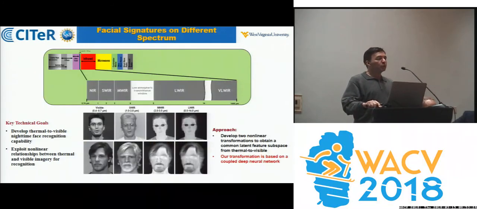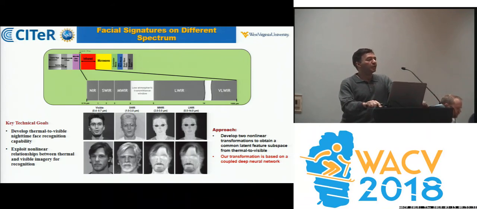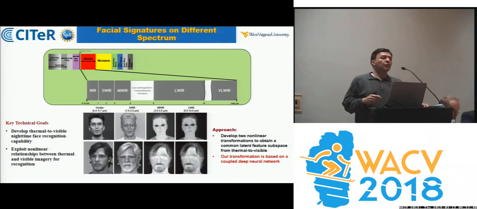So let me quickly talk about what the problems in heterogeneous face recognition are. Of course, there are other modalities, but for this topic, we're only going to consider faces. As Sean discussed, one of the problems is that you're given a thermal image as a probe. You want to match it against your gallery of visible imagery.